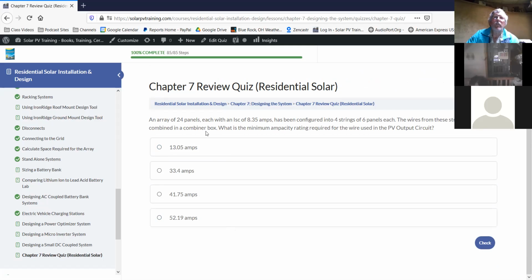An array of 24 panels with an ISC of 8.5 amps has been configured into 4 strings, 6 panels each. The wires of these strings are combined in a combiner box. What's the minimum ampacity required for the wire in the AC disconnect or in the PV output circuit?